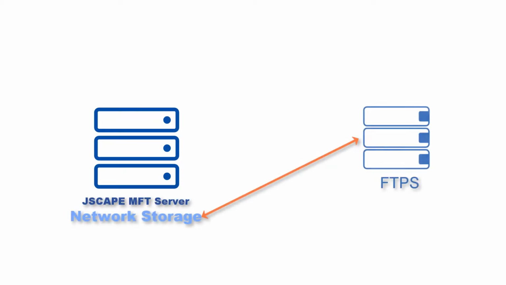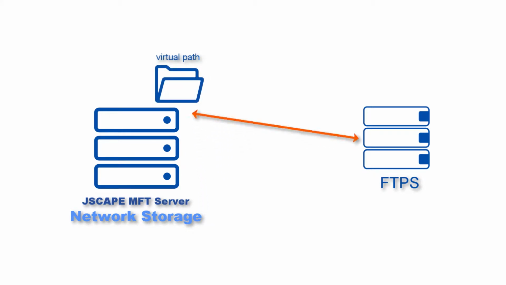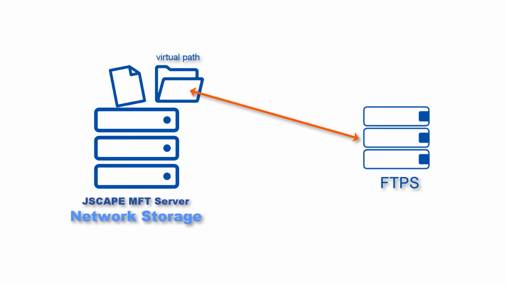One major benefit of a Jscape MFT server network storage is that you can map it to a user or group virtual path. Once it's mapped to a virtual path, any file uploaded to that path will be automatically directed to that network storage. Now, I'll assume you already have an operational FTPS service and that it's accessible from your Jscape MFT server instance. Once you have that, you're ready to proceed with the following steps.